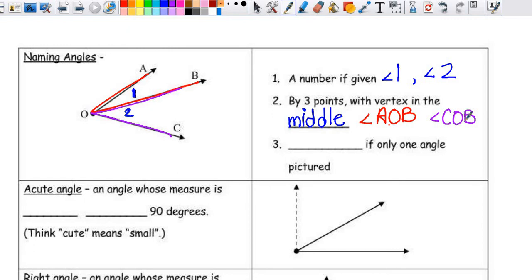The last way is using just the vertex. You can only do this if only one angle is pictured. So if only angle 1 was pictured right here, then I could just call it angle O. Since there are 2 angles here with the vertex O, I don't know which angle I'm talking about if I just say angle O.